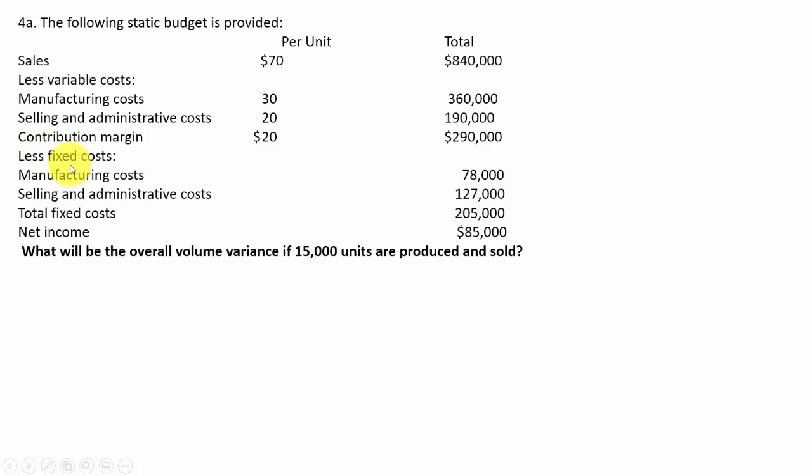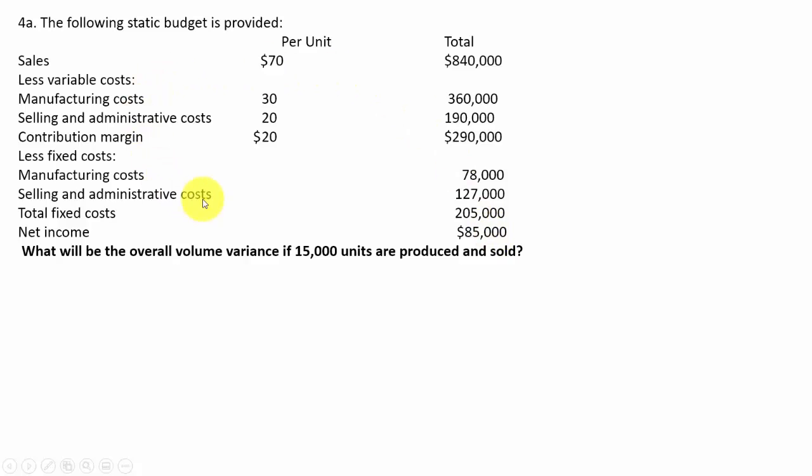And then we have the fixed costs of the problem. Manufacturing costs are $78,000. These are fixed costs. Selling and administrative costs are $127,000. Total fixed costs are the sum of these two, which would be $205,000. And then our contribution margin minus our fixed cost would give us net income of $85,000.